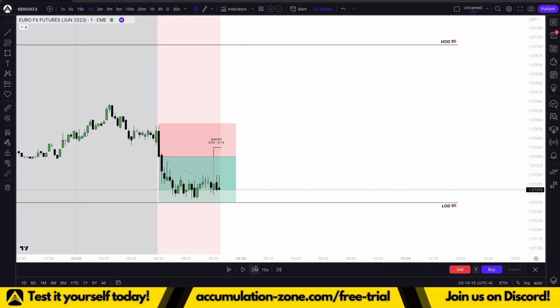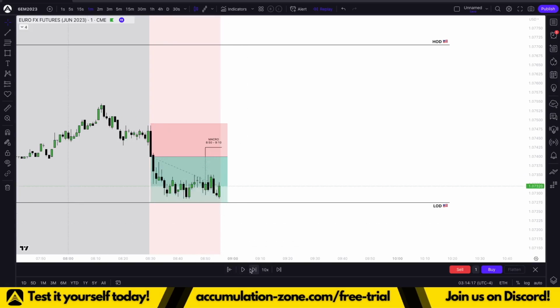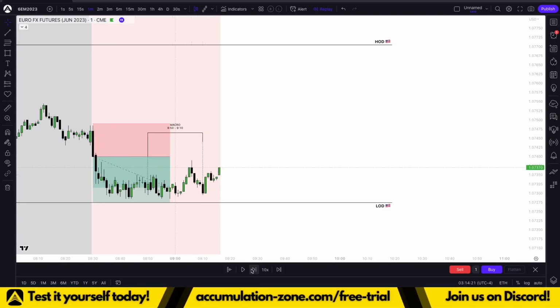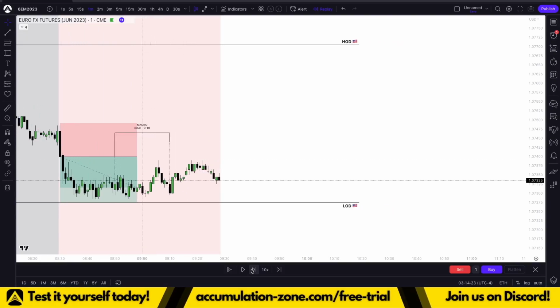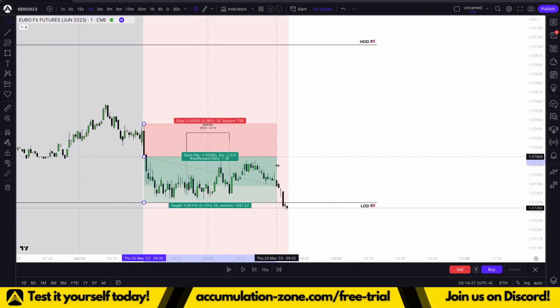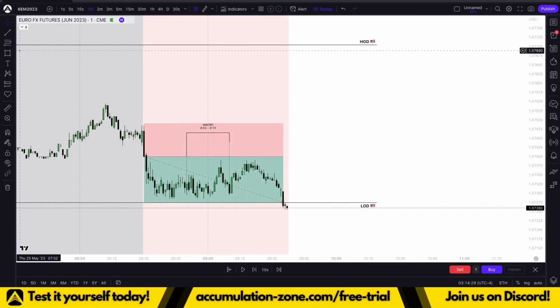So as we can see, we wait. We're now inside of the macro. We form equal lows. We pulled back into the fair value gap, but we did not take out the low just yet. And here we go. So this would have been the trade. We could have also gotten another entry right inside this bearish fair value gap.